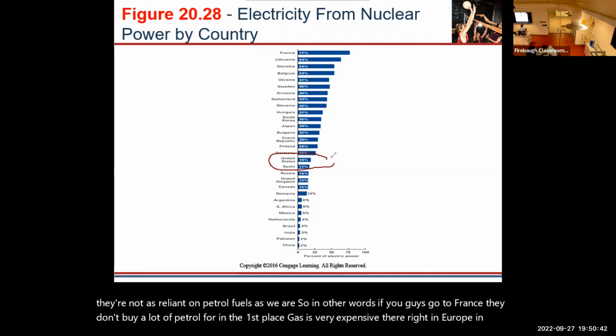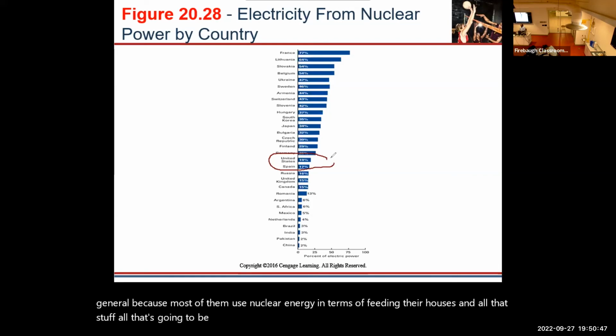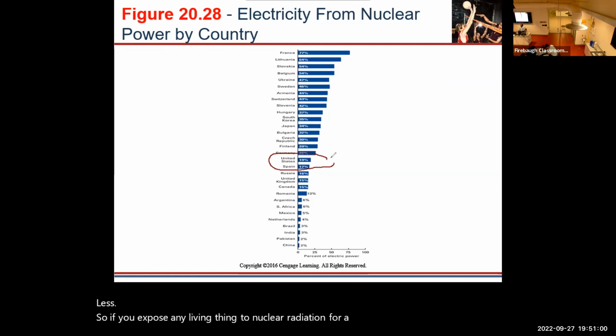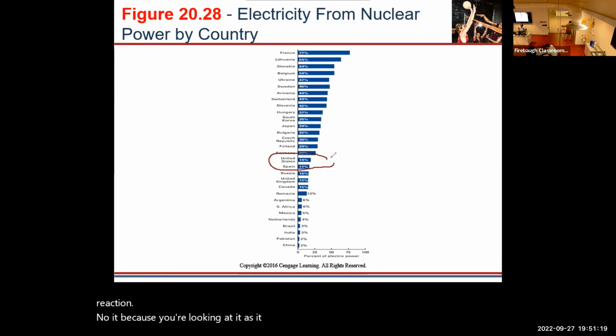Because most of it is houses, stuff, all that's going to be done. So plants grow less. But if you expose them immediately to a large amount, then no, plants grow fine. Yeah. Because their plants are designed to withstand it. No, because you're looking at it as exposing atoms.